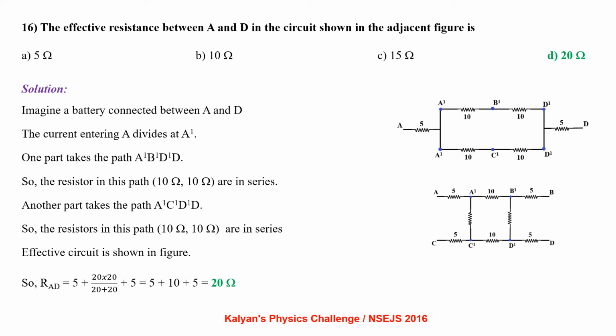So the effective resistance of the circuit as shown in the figure would be 5 ohms resistance in series with 20 ohms resistors in parallel, and in series with another 5 ohms resistance. So the effective value comes out to be 20 ohm.